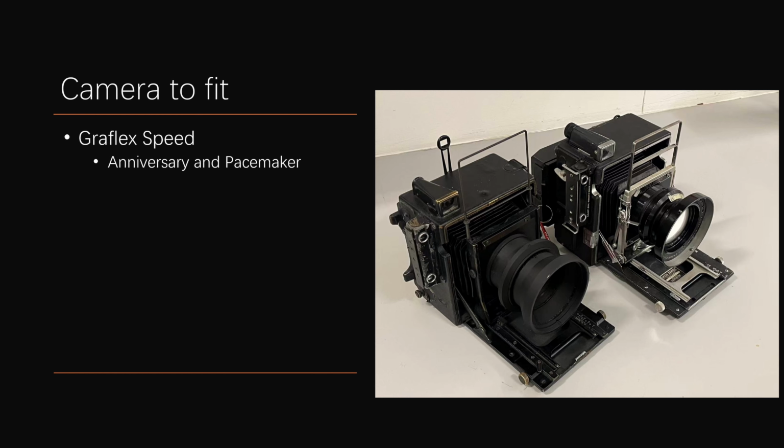To fit onto these cameras, you need a lens board. These 2 cameras have different lens boards. So the left one, the Anniversary, you can see that it's a very dark camera. It has a 4-inch lens board, so it's 101mm square. And the right one, the Pacemaker, you can see there is a whole bunch of stainless steel parts, very shiny. It has a 19.4 x 19.3mm lens board. And we will make both of them, and you can choose on the Kickstarter page what kind of lens board you need.